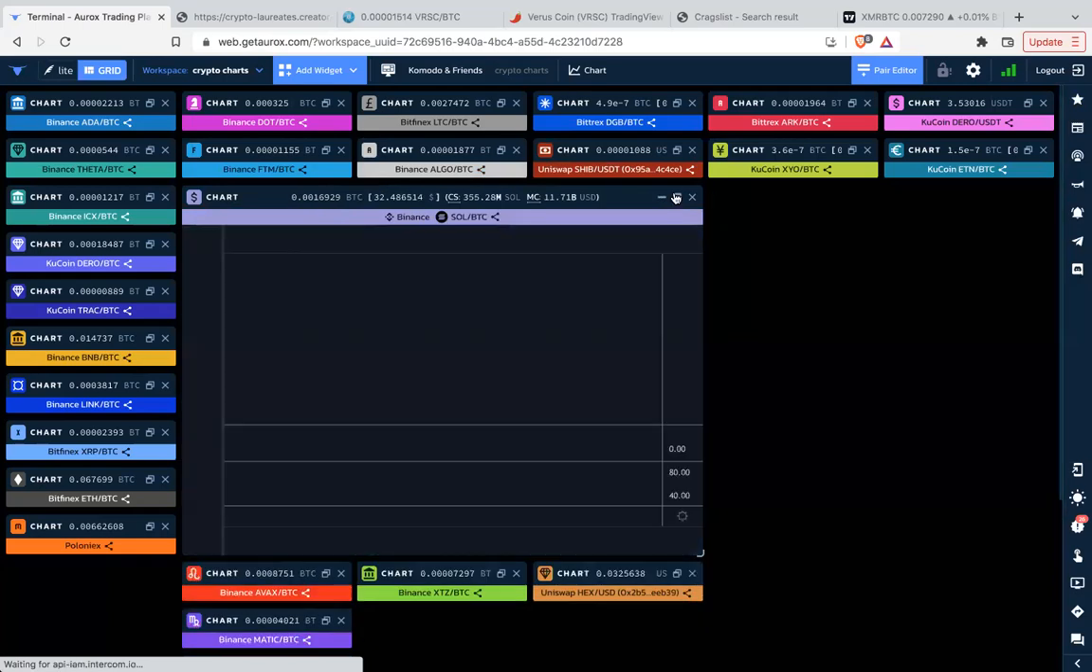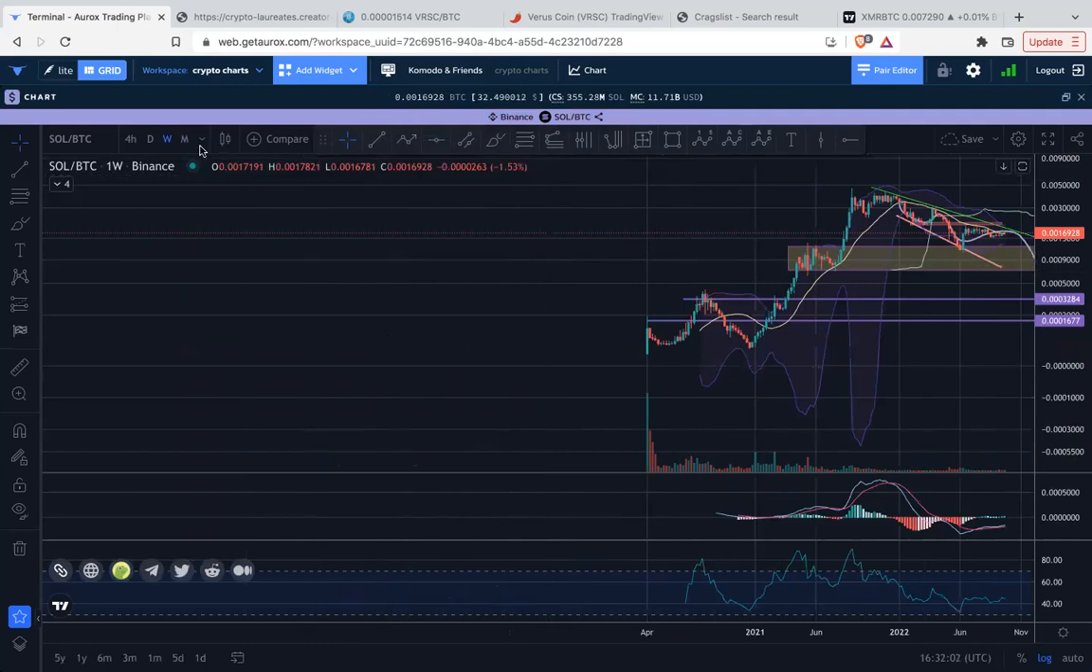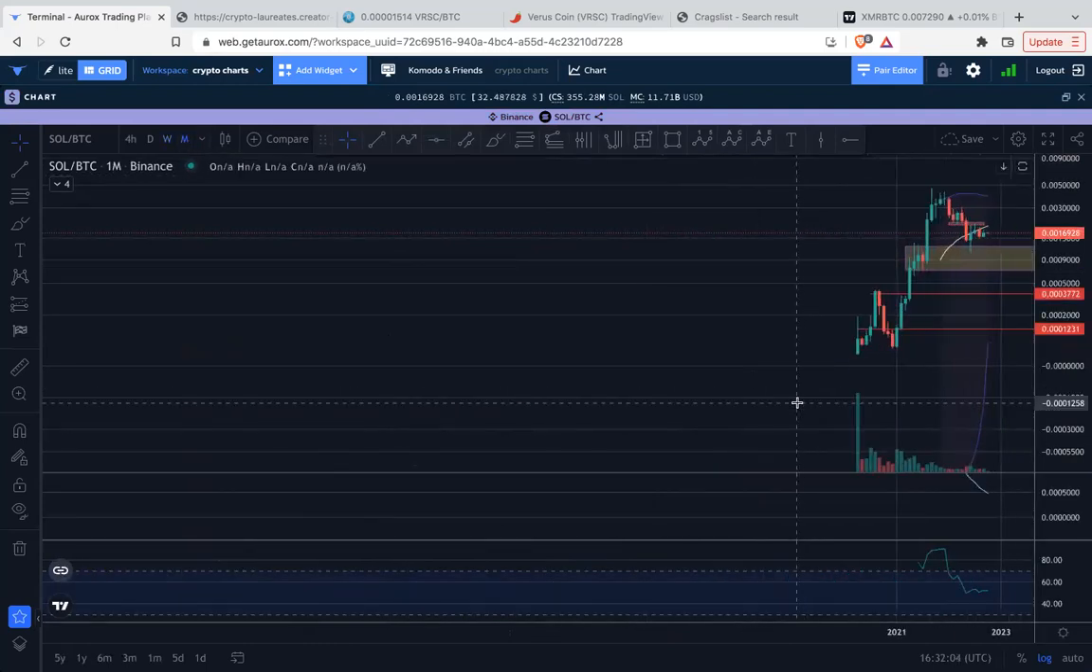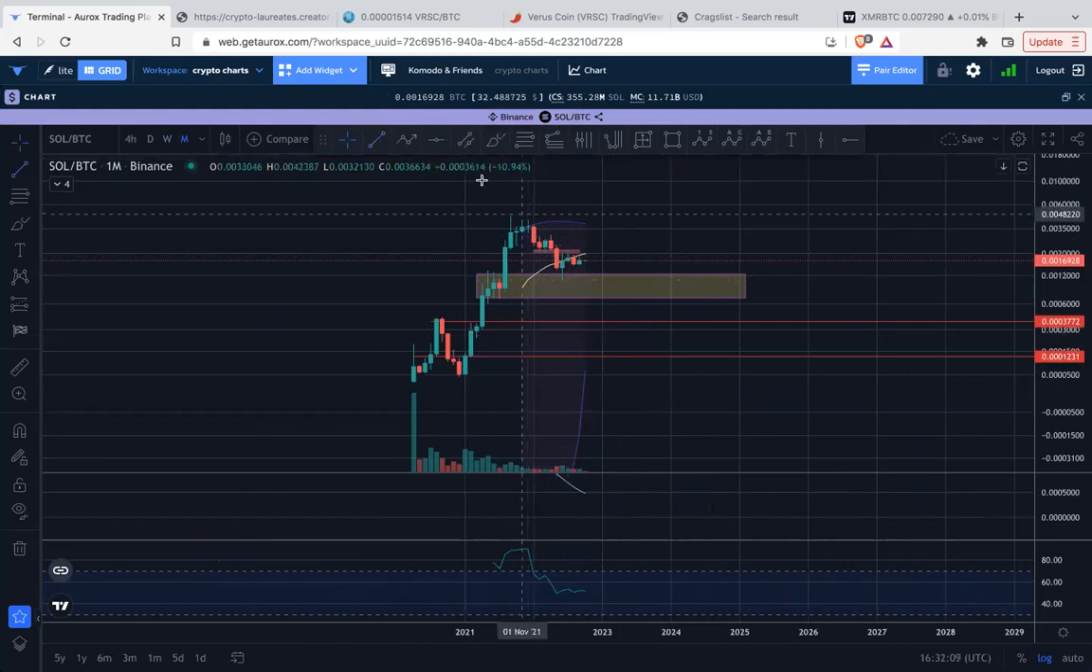And Solana, so DOT as well. I get the sense that some of these might show a bit of a different picture. It looks like it won't. Look, it's like it made one move down.